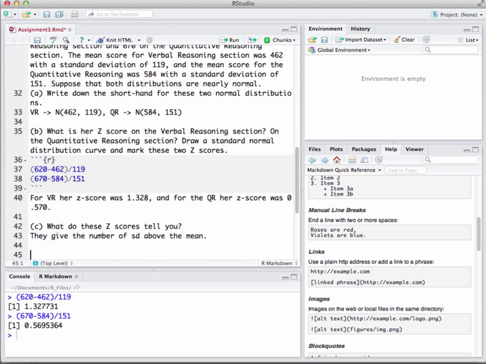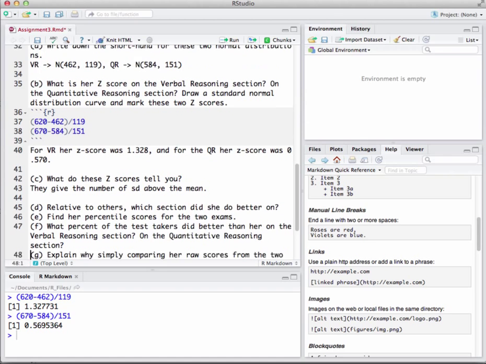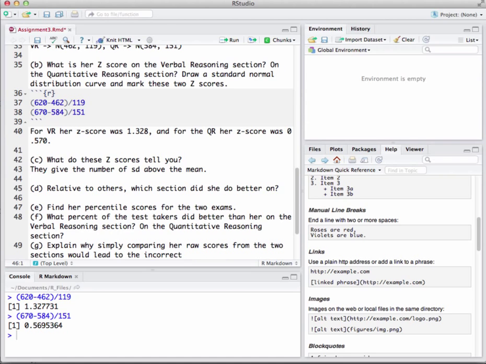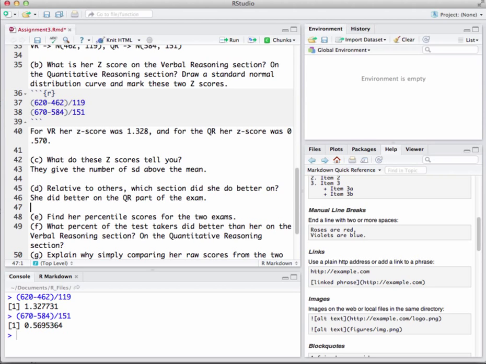That's all they're looking for there. They weren't looking for anything more glorious than that, all right? Okay. And then in part D, they say relative to each other, which section did she do better on? Well, we've kind of beaten a dead horse here, but we know she did better on the quantitative reasoning. She did better than that on the quantitative reasoning part of the exam, okay?